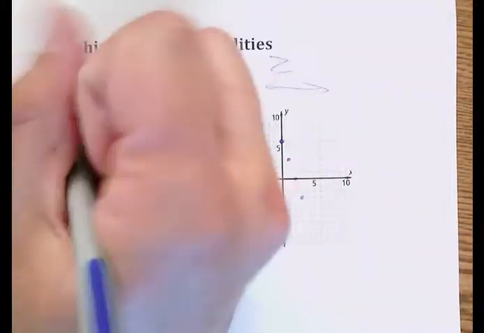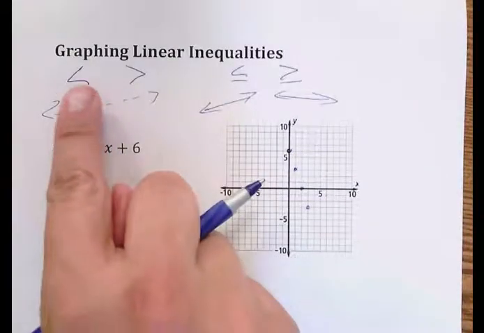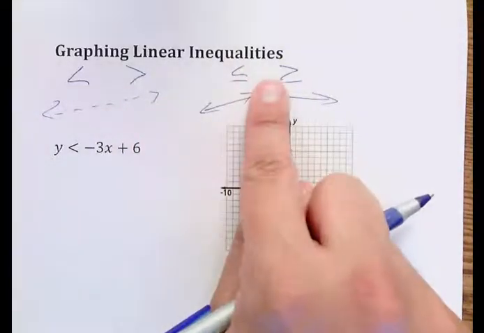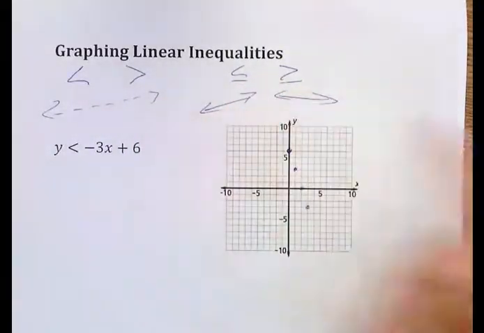While over here, we're no longer equal to that, we don't exactly want the line. And what we're going to do is we're going to use dashed. So less than and greater than, we're going to use dashed. Less than or equal to, greater than or equal to, we're going to use solid.